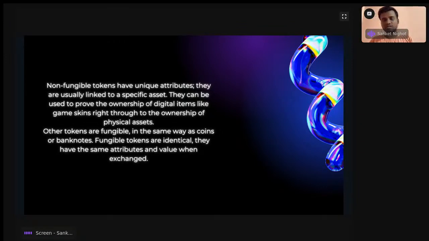Can you also talk about the dependability of the smart contracts and use cases? Yes, yes, yes. Let me tell in detail about the NFTs and how they work.